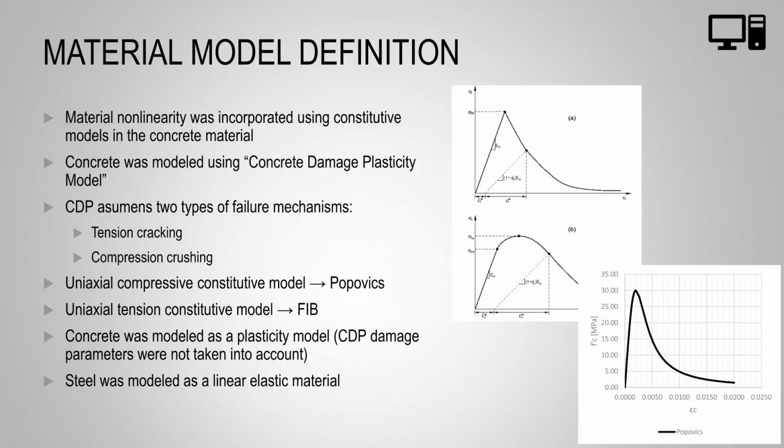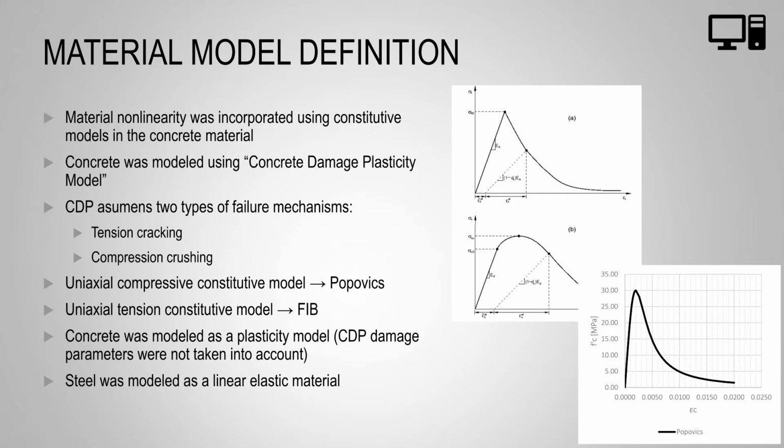When it comes to the material definition, the steel was modeled using a linear elastic material, and this is consistent with experimental results. An elastic modulus of 29,000 ksi was used with a Poisson ratio of 0.30. For the concrete, we used a continuum model based on plasticity with damage.